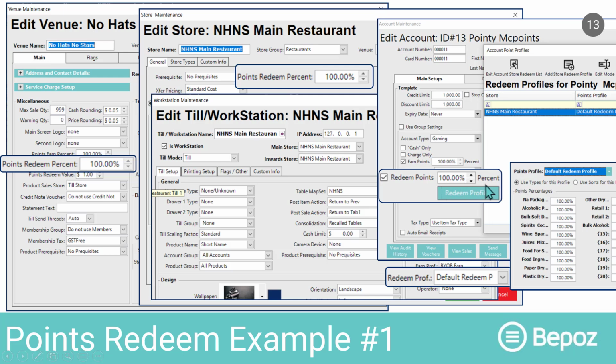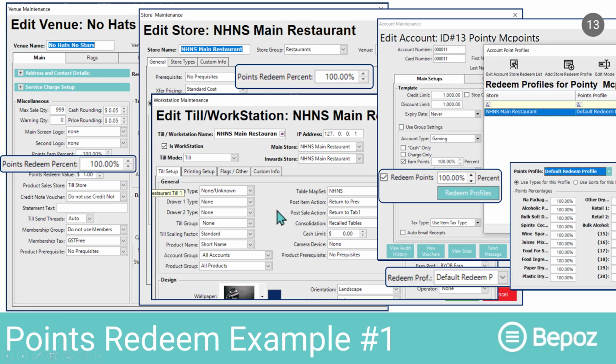But for all of these examples, we're using this default redeem profile with everything set to 100%, which is set for our store here that we're using in these examples, the main restaurant. That points profile is assigned there for our account holder. Our account holder in this case, we've got a new one called Pointy McPoints.